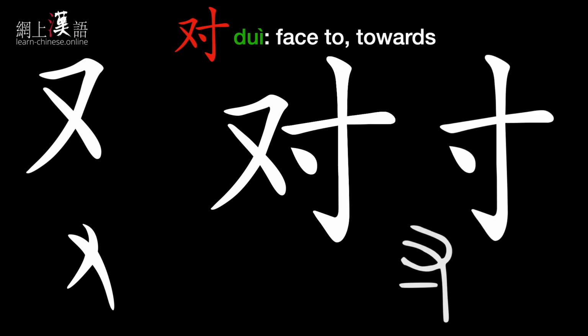And on the right-hand side is a thumb. In fact, it's a hand with a small line to indicate the thumb. What is the meaning between the right hand and the thumb to say face to, towards? Well, there isn't, because it's a simplified character.